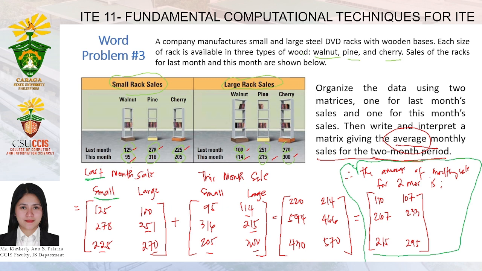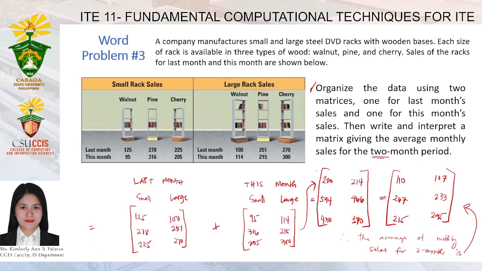So giuna lang na to si small and then si large sa last month sale, which is this row. Sunod sa this month sale kani i-arrange lang po nato siya as is. So mura na siya, simple ra kaayo. And then don't forget to write your conclusion na in a word form nga. This will be the average of the monthly sale for 2 months. So muna na yung answer.